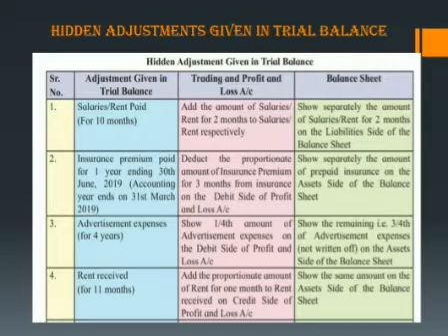Then, rent received for 11 months. Now this rent received for 11 months means again we have to receive the amount for 12 months, but for the remaining 1 month we have to receive, that is income receivable. So again we have to add the proportionate amount of rent for 1 month to the rent received on the credit side of the profit and loss account, and on the balance sheet asset side.